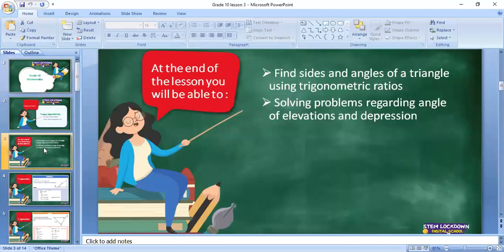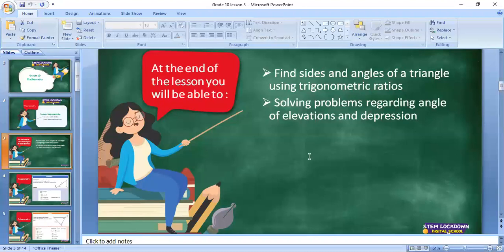All right. So at the end of today's class, we should be able to find the sides and angles of a triangle using trigonometric ratios. When we are given a triangle, we should be able to find the angle or the sides of any given triangle, or when we have two or more triangles put together. Also, at the end of today's lesson, you should be able to solve problems regarding angles of elevation and angles of depression.